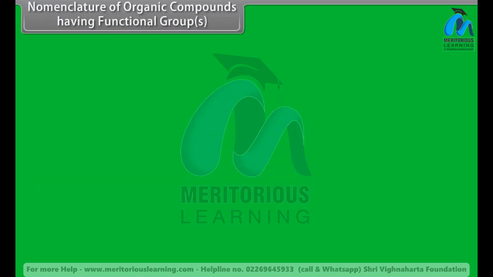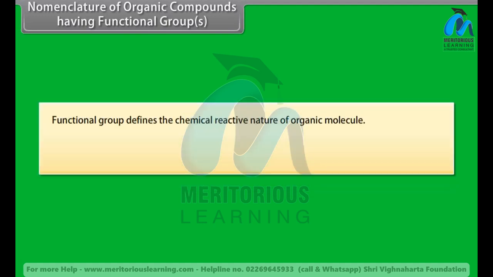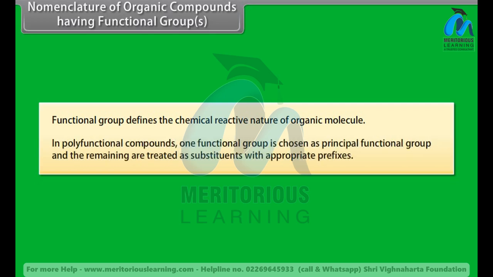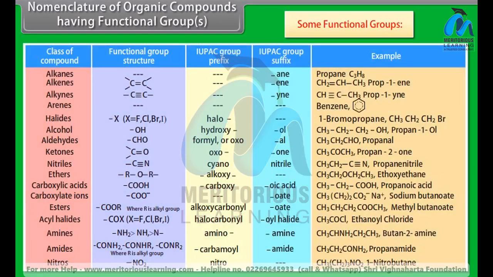Nomenclature of organic compounds having functional group. Functional group defines the chemical reactive nature of organic molecule. In polyfunctional compounds, one functional group is chosen as principal functional group and the remaining are treated as substituents with appropriate prefixes. Some functional groups are given below in the table.